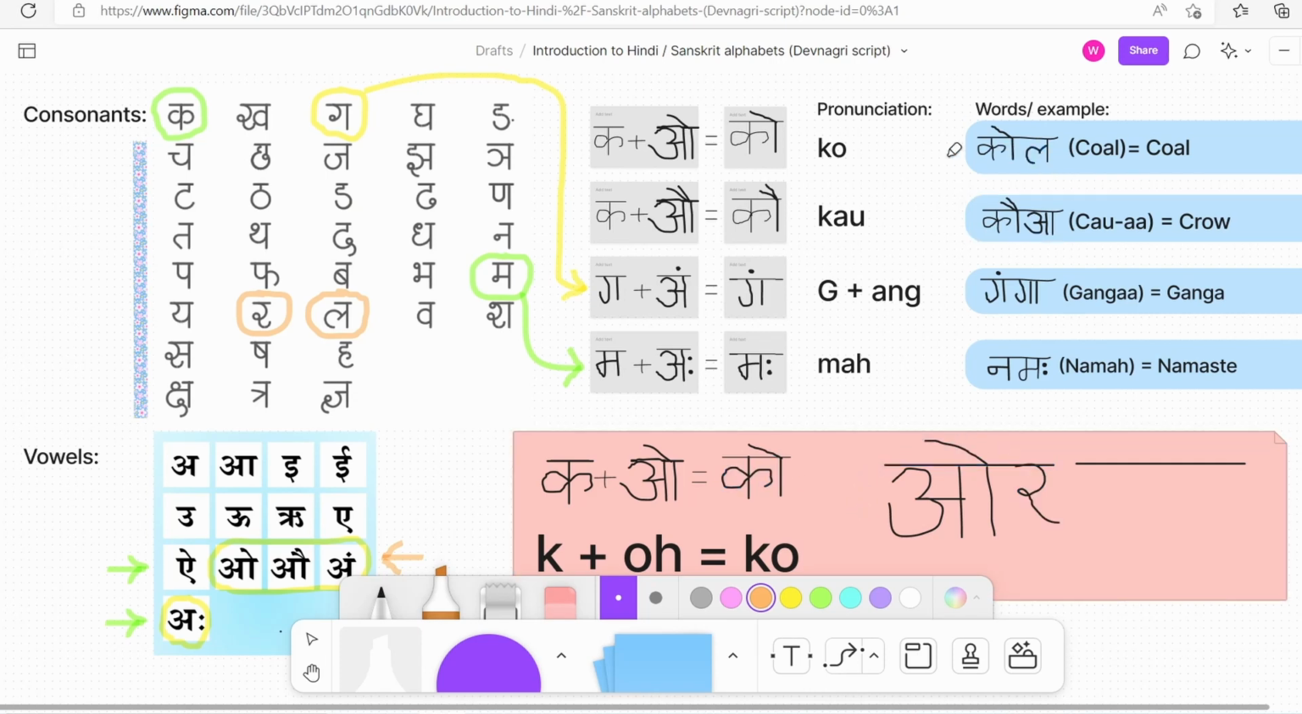For example, K plus O equals ko. An example of it is coal, and O can also be used without any consonant. For example, O, ra, or.